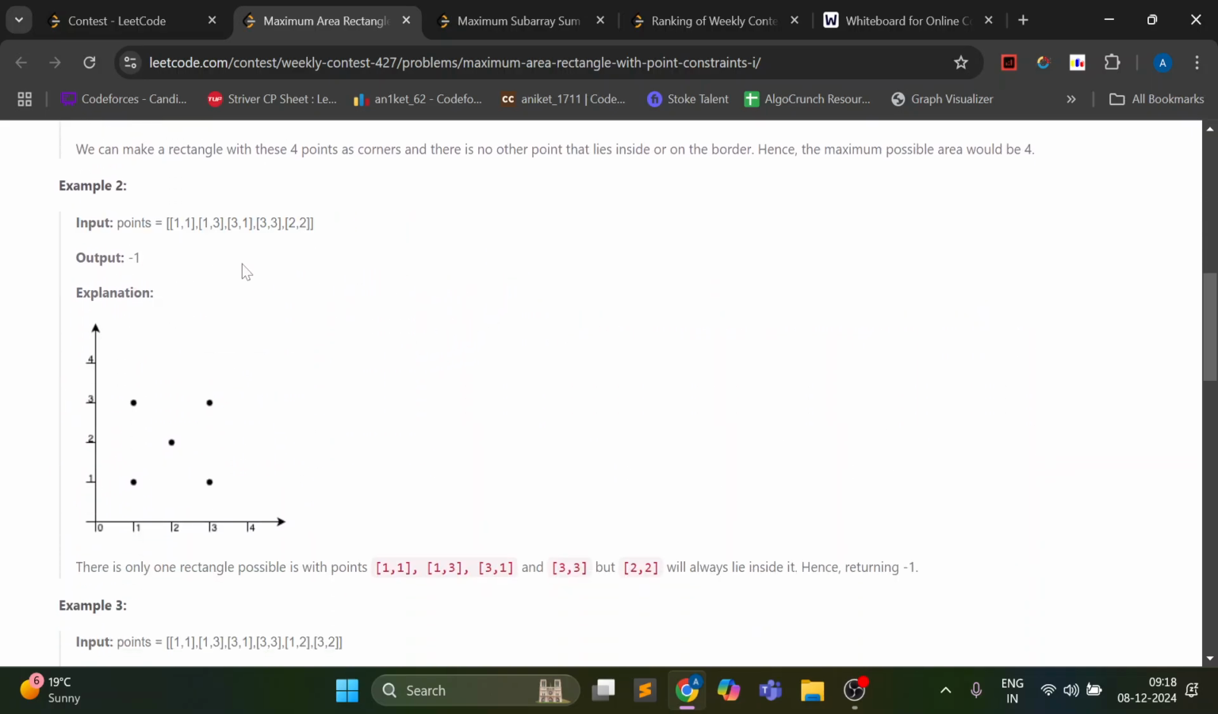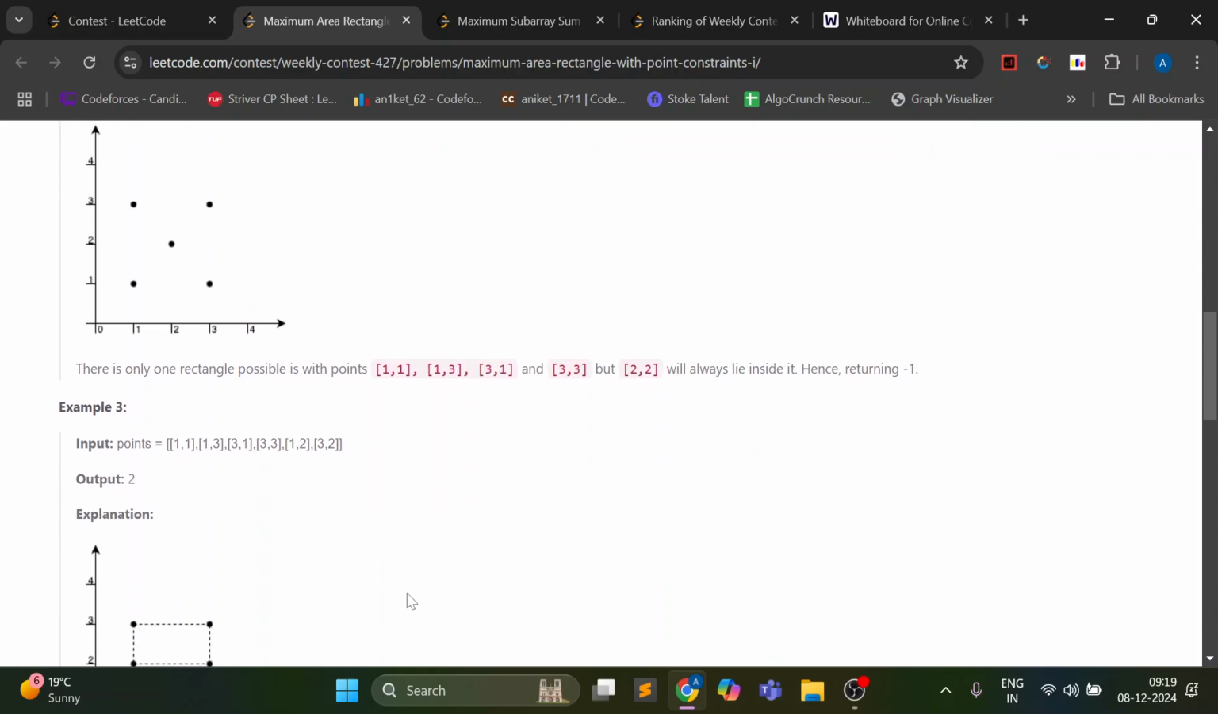Now in the second example we are given 5 points, and these 5 points are plotted like this. Now here the only possible rectangle is this one, these 4 points, so all the points except 2 comma 2. But this rectangle doesn't satisfy our condition of no other point present in or on the border except the corners, because 2 comma 2 is present in this rectangle if we form it with these 4 points, and there is no other way of creating a rectangle. So here the answer is -1.